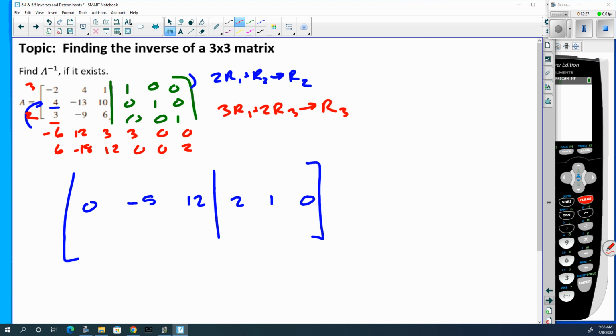So negative 6 plus 6 is 0. 12 plus 18 is negative 6. 3 plus 12 is 15. 3 plus 0 is 3. Add the zeros, I get 0. 0 plus 2 is 2.